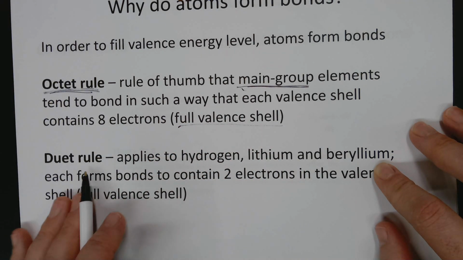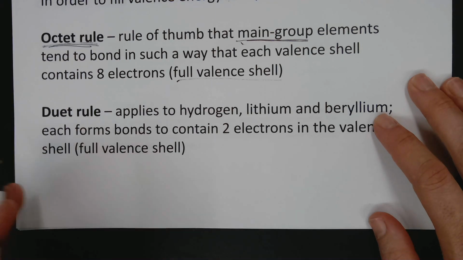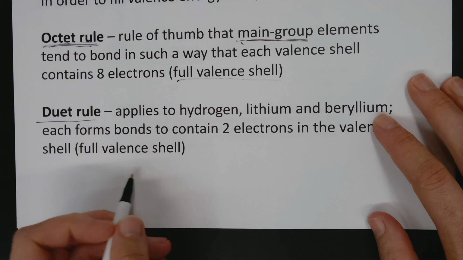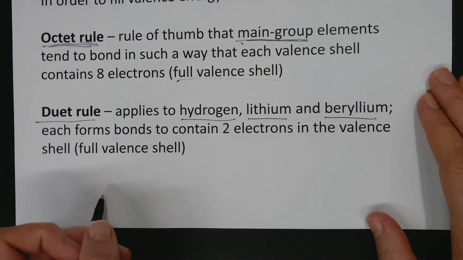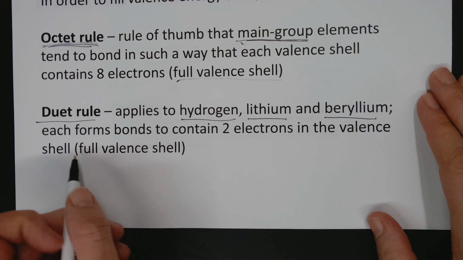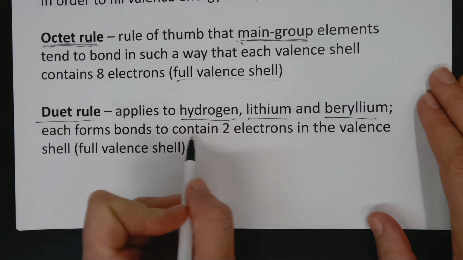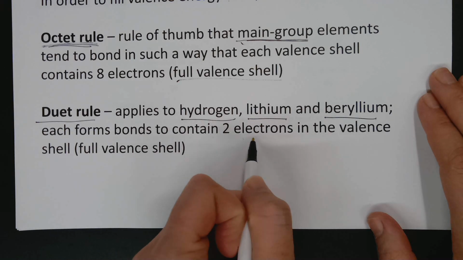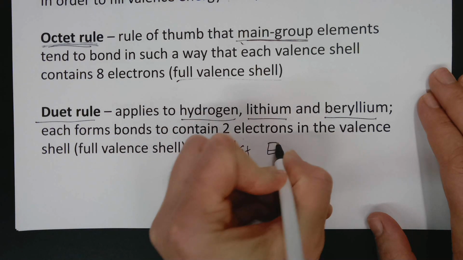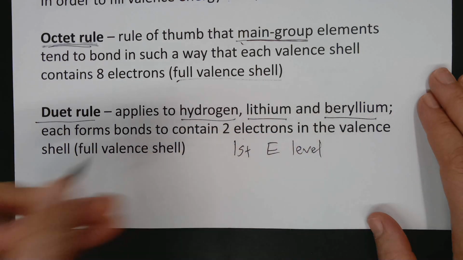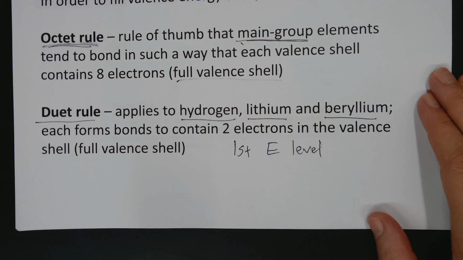Now there's a few exceptions, and those follow the duet rule. So the duet rule is going to apply to hydrogen, lithium, beryllium. And what that says is that these atoms form bonds to have 2 valence electrons, because this is going to be the first energy level. And the first energy level is full when it has 2 valence electrons.